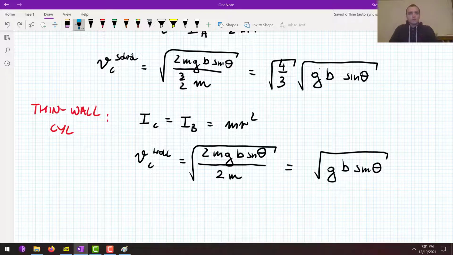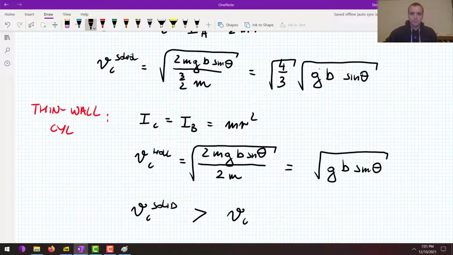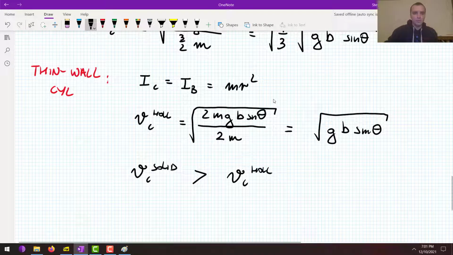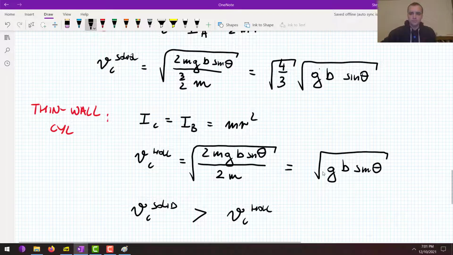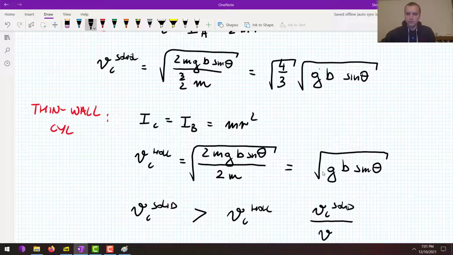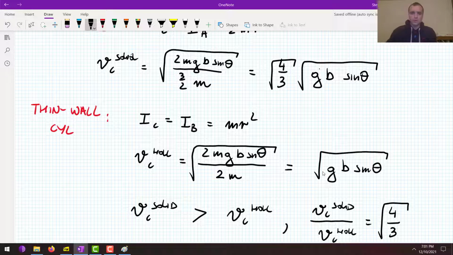Which one is larger? Naturally, it's VC solid. We can even provide the ratio of them. So our VC solid divided by VC hollow is equal to the square root of 4/3. Okay, this is our answer. And this is the end of problem 1, the end of example 1.